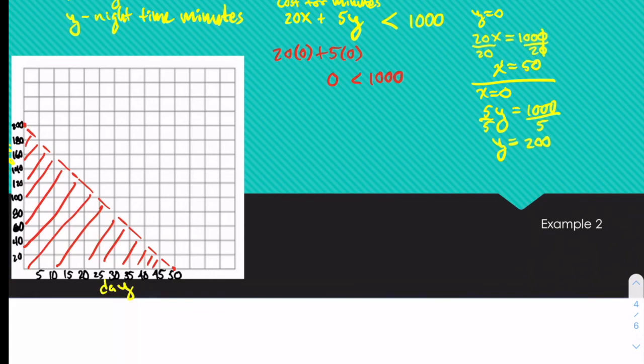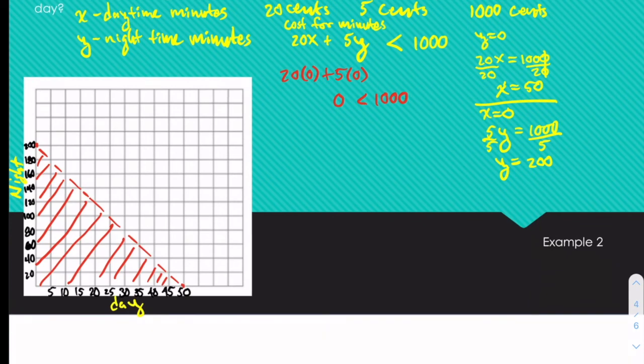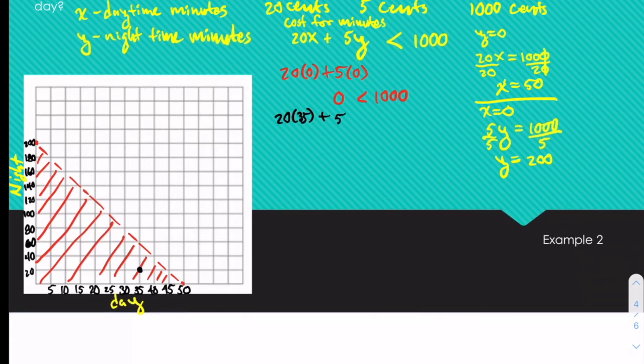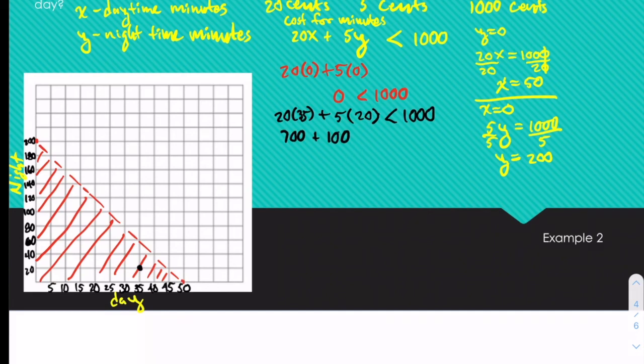What if I was talking 35 daytime minutes and 20 nighttime minutes? Let's calculate that. That's going to be 20 times 35 plus 5 times 20. Is that less than 1,000 cents? 20 times 35 is 700, plus 5 times 20, which is 100. That comes out to 800. Is that less than 1,000? Yes, 800 cents is less than 1,000 cents. So that point we just tested seems to work just fine.